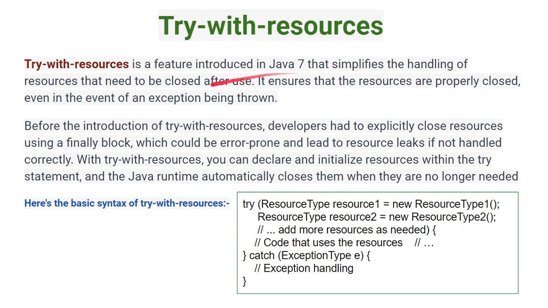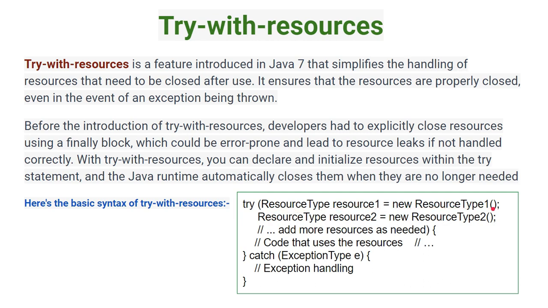Before the introduction of try with resources, developers had to explicitly close the resources using the finally block, which could be error prone and lead to resource leaks if not handled correctly. With try with resources, you can declare and initialize resources within the try statement, and the Java runtime automatically closes them when they are no longer needed. So this is what we have to write basically. For example, we have a class called ResourceType, Resource1 equal to new ResourceType1.